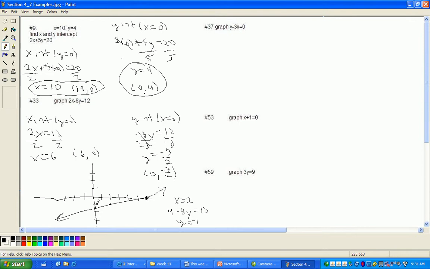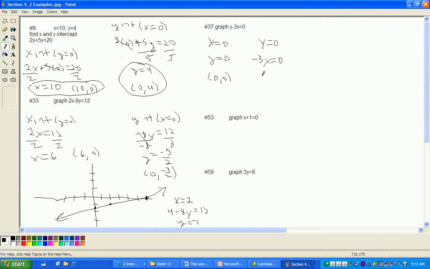Number 37, they ask us to graph this guy. Again, the same thing. We're just going to do y-intercept, x-intercept. You can do the third point to verify. So y-intercept, x equal to 0, we're going to get y is equal to 0. So our point here is going to be 0, comma 0. For x-intercept, we set y is equal to 0. So that's going to be negative 3x equal to 0. Divide both sides by negative 3, we get x equal to 0. So again, we get 0, 0.